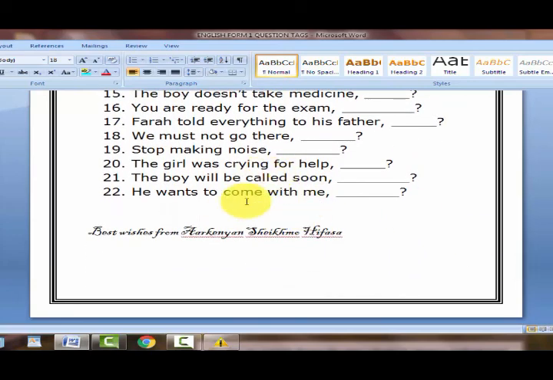when the sentence is in a present form or a past form, try to solve it properly. You use does or do in a present form, and in a past form you use did. So never forget.